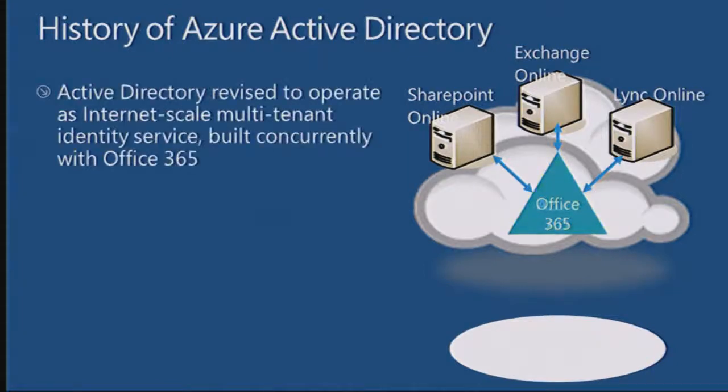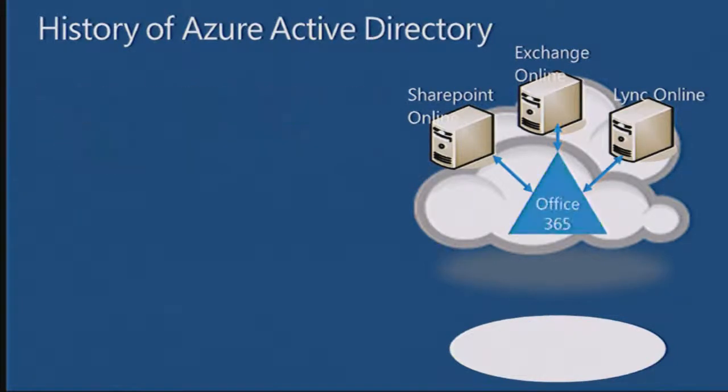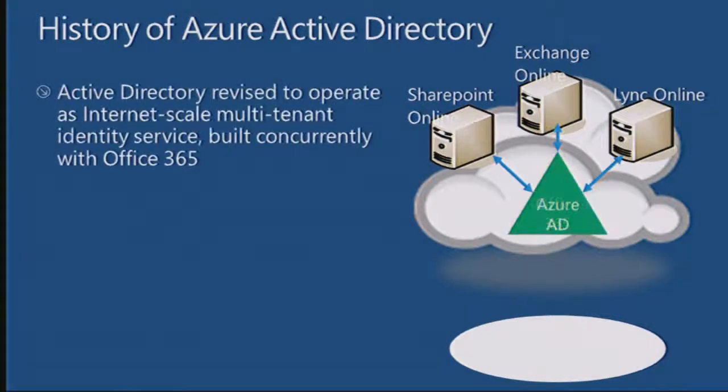Well, watch. Did you notice? Let me just do that again. If you watch the Office 365 triangle in the middle, it changes to Azure Active Directory. And that's because Active Directory is now being revised to operate as an internet-scale massive identity service, and it was actually built at the same time as the Office 365 directory was built.